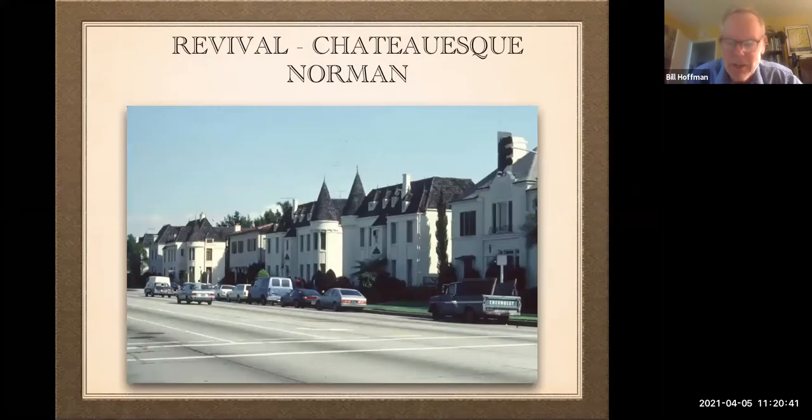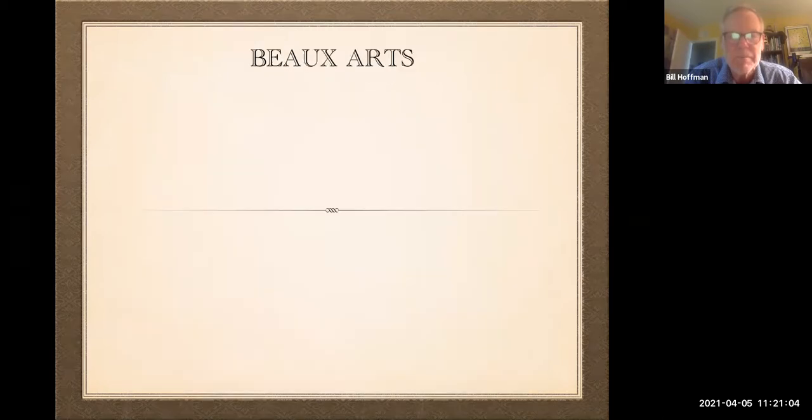This is kind of fun. In Los Angeles, a lot of architects brought back the Chateauesque or Norman style in the 1920s and 30s to make an apartment building look like a French castle. Maybe it would sell better. You can see the dormer windows, the steeply pitched French roof, which is so typical, and the busy roof line. Some of those chimneys might just be decorative elements.